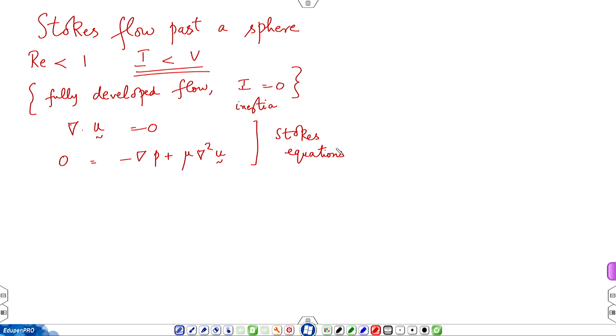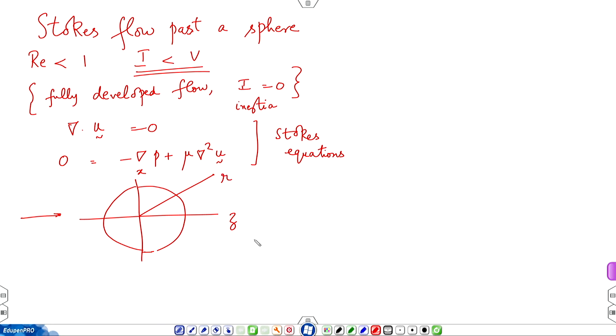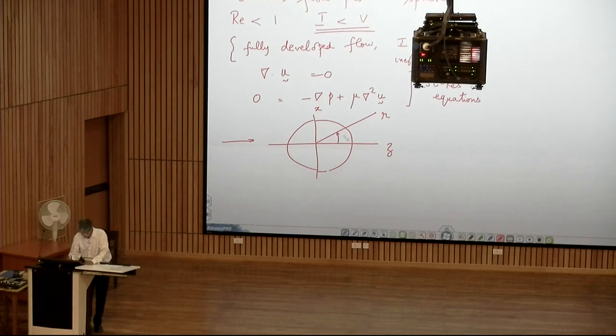So naturally the gradient operators and the velocity components have to be expressed in spherical coordinates. The flow is aligned with the z direction. XY is a cross plane, R is a polar coordinate in spherical coordinates. So if you want to relate it to x, y and z, R squared is equal to x squared plus y squared plus z squared. Phi is an angle measured relative to the z axis. Radius of the sphere is r.